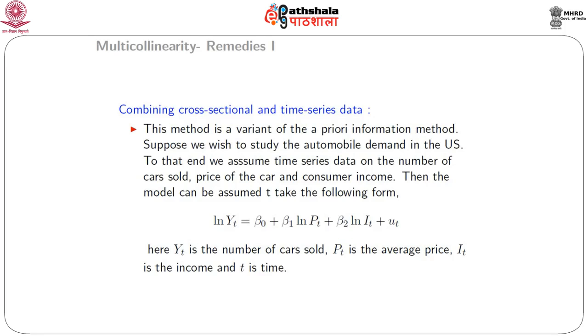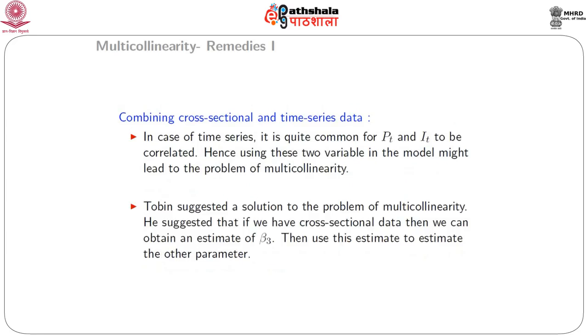And t is the time. In case of time series data, it is quite common for p_t, which is price, and i_t, which is income, to be correlated. If we think about it intuitively, as income of a person goes up, then the price of the commodities that he can afford also goes up. So, we can intuitively see a positive correlation between the two variables.